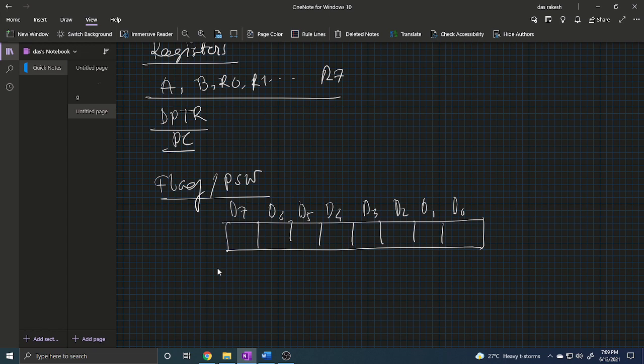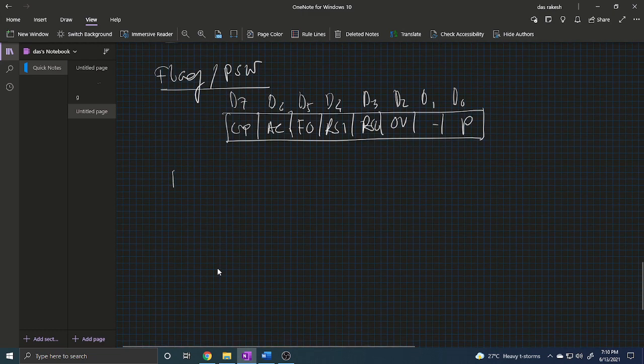So now this is the parity flag, this is the overflow flag, this is RS0, RS1. These RS0, RS1 are basically for bank selection. In the later part we discuss bank selection. If 0, it means available to the user for general purpose. This is the auxiliary carry, and this is the carry bit. Okay, so now we discuss what RS1 and RS0 are.